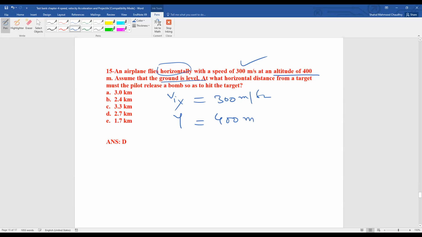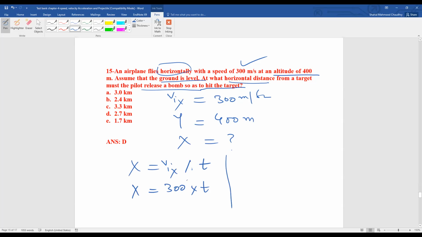Assume that the ground is leveled. At what horizontal distance from a target must the pilot release a bomb so as to hit the target? So you have to find the x value. To find the x value, you know that Vix into t. So x is equal to 300 into t. But we don't know the t value.